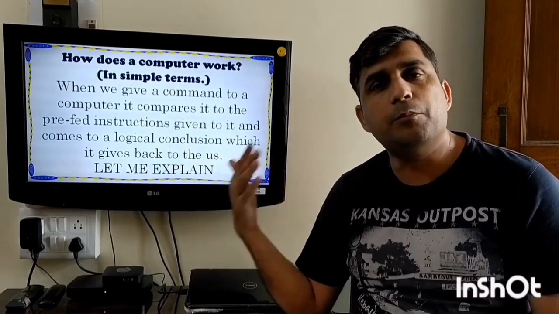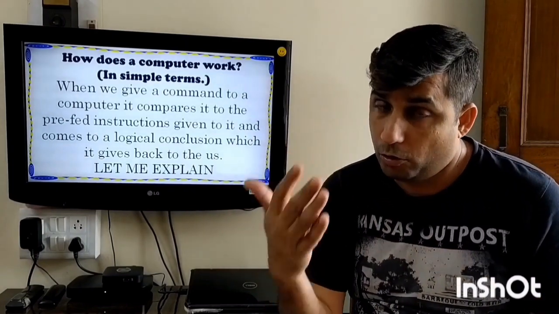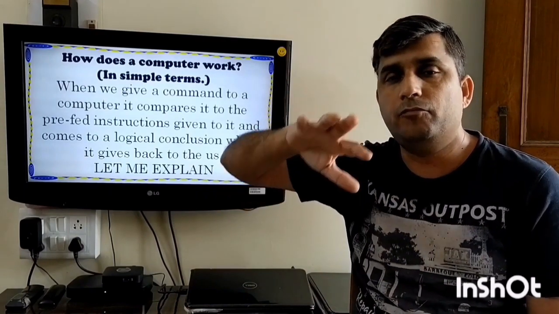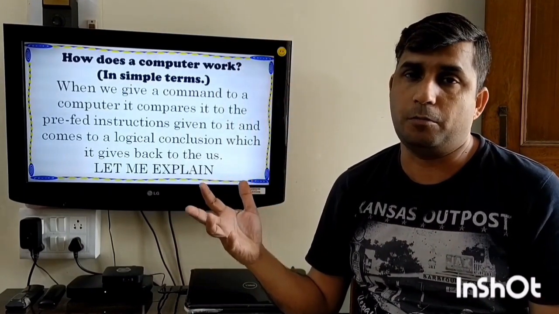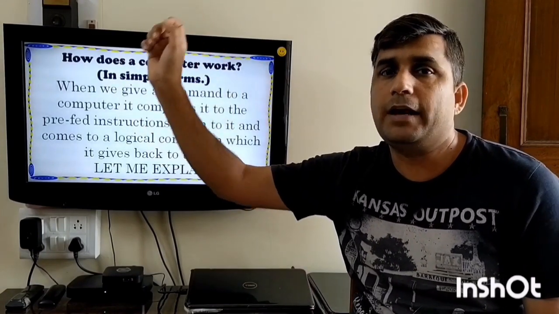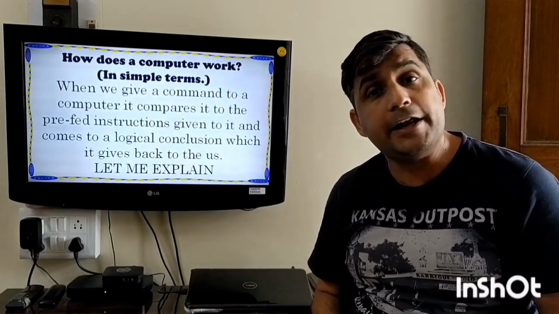So, that's how the computer solves a problem, albeit very complex ones also. The computer can come up with solutions to very complex problems because it compares them to the programs that have already been fed into it.